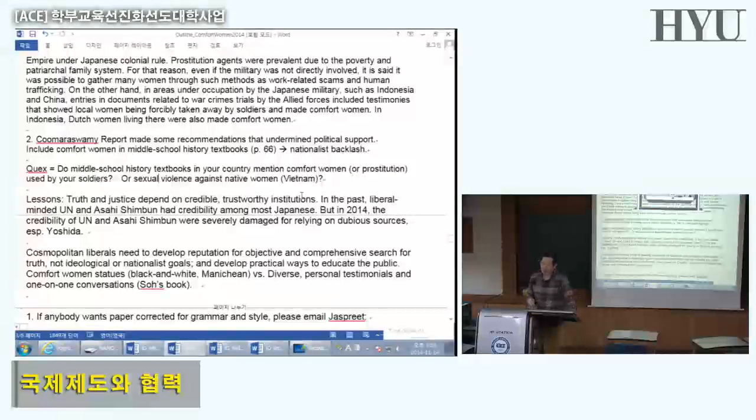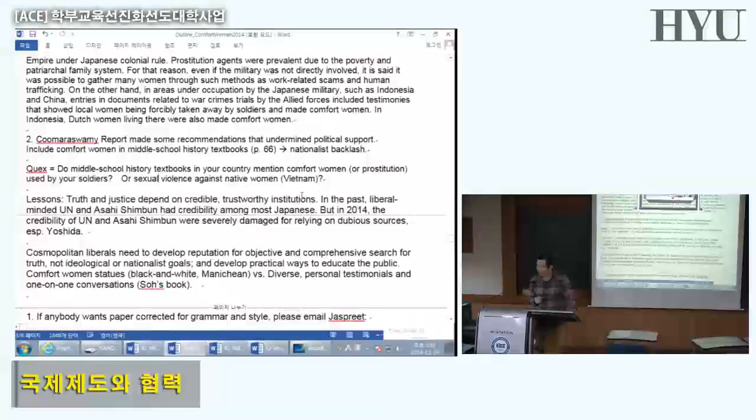So I think one of the lessons from the chapters is that if you really want, we talked about cosmopolitanism, right? Like human rights, liberalism. If you really want to promote truth and justice, then you have to build up credible, trustworthy institutions. In the past, liberal-minded institutions like the United Nations and the Asahi Shimbun had credibility among most Japanese. People thought, the United Nations, we can trust, we can believe.